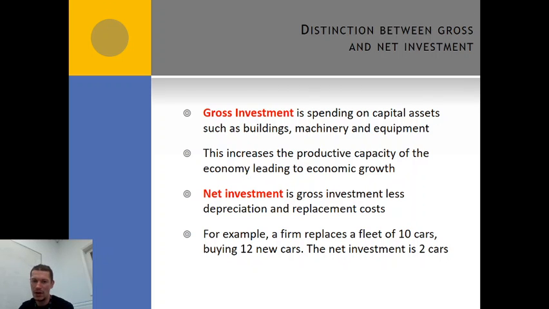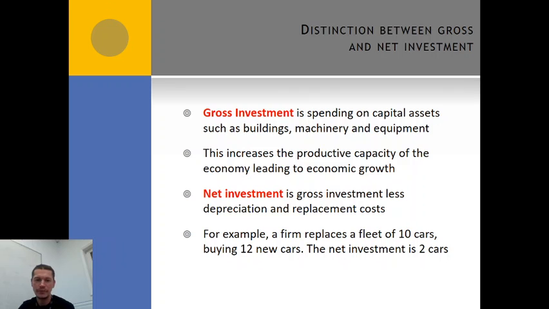The other 10 cars were there to replace the 10 old cars. Those 10 old cars have depreciated. They've got 90,000 miles on the clock. They're always breaking down. They don't look what they used to do. So the firm needs to replace them. So by buying the 12 new cars, they've only really bought 2 new cars. That net investment is 2. The other 10 were simply there to replace the old 10.